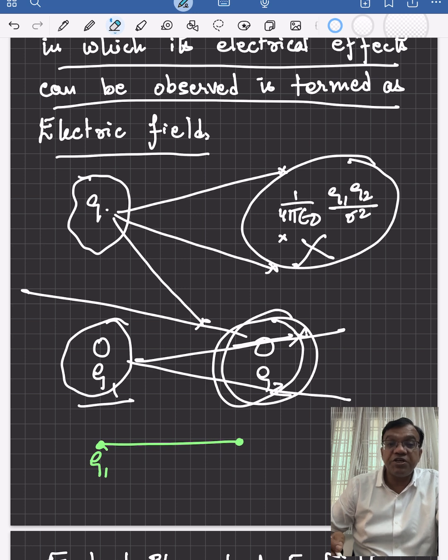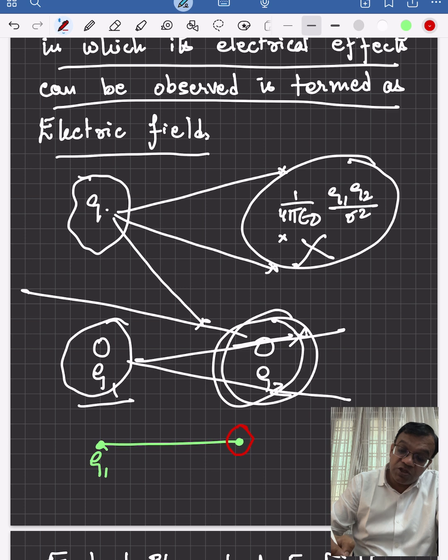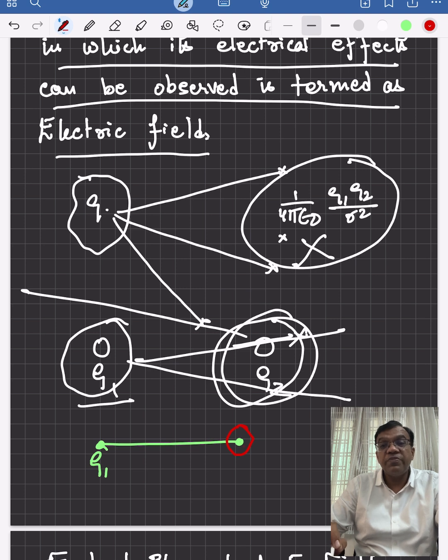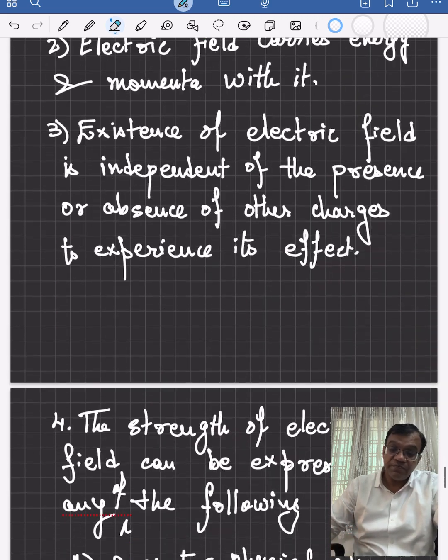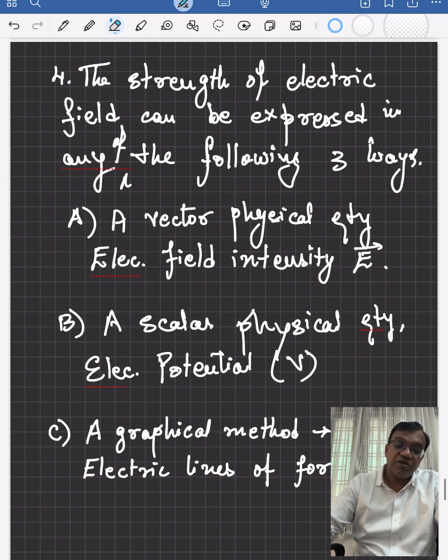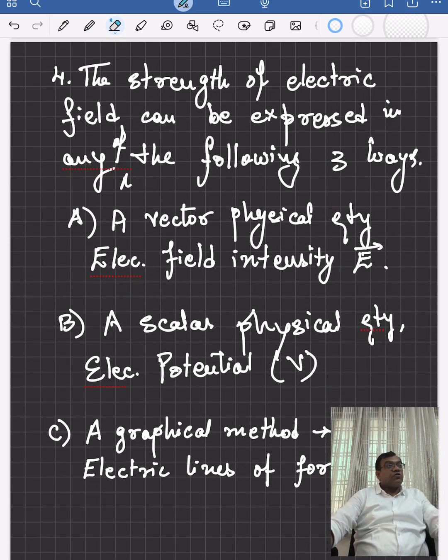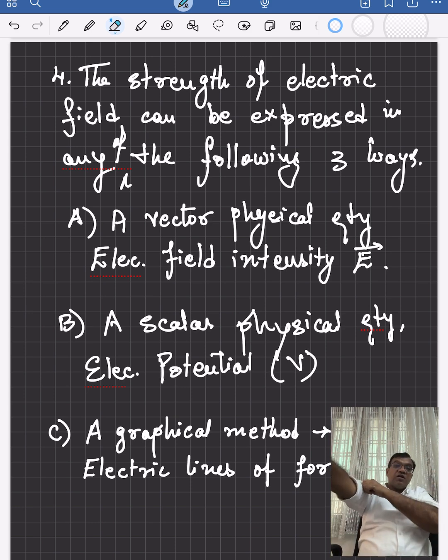Then in both situations, whether Q2 is there or not, the electric field at this location will be present. Electric field is independent of the presence or absence of another charge to experience its electrical effect. Right? Now, another thing: whenever we are talking about any physical quantity, we have to represent its strength, like velocity.